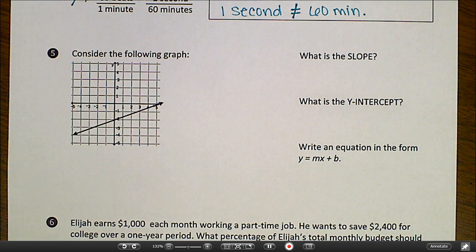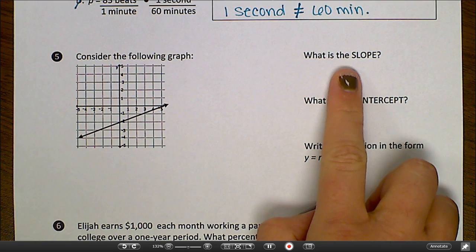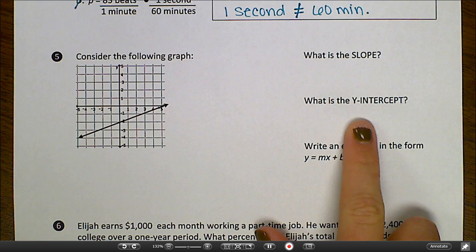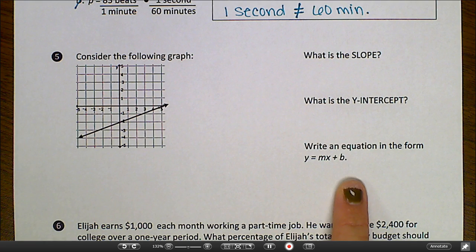Number 5 says, consider the following graph. All right, so we're just looking at it. When it says consider, it means look at it and think about it for a minute. So we're thinking about this graph. What is the slope? What is the y-intercept? And then we need to write an equation in that form.